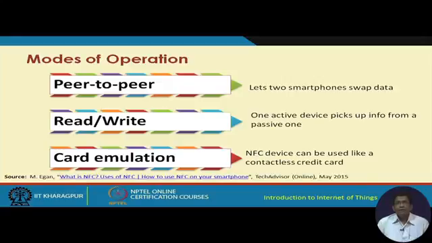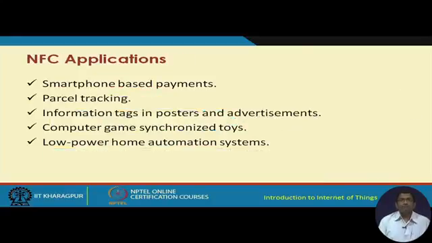And card emulation: the NFC device can be used like a contactless credit card. In credit cards also, this kind of thing is implemented, so that what you have is payment through these NFC enabled credit cards. So, there is a contactless credit card. The functioning of NFC basically makes it contactless. So, we have three modes of operation: the peer-to-peer mode, the read-write mode, and the card emulation mode.